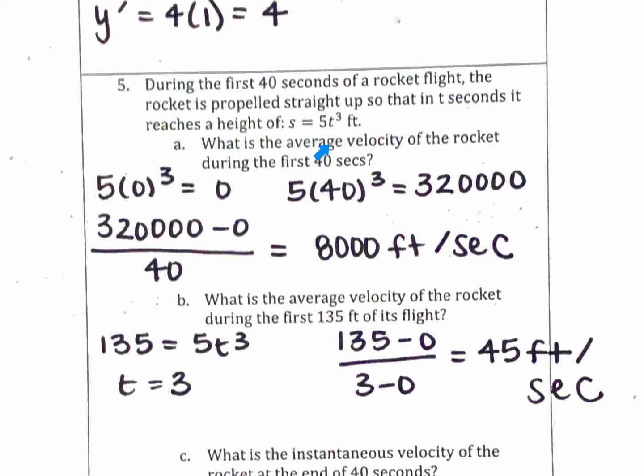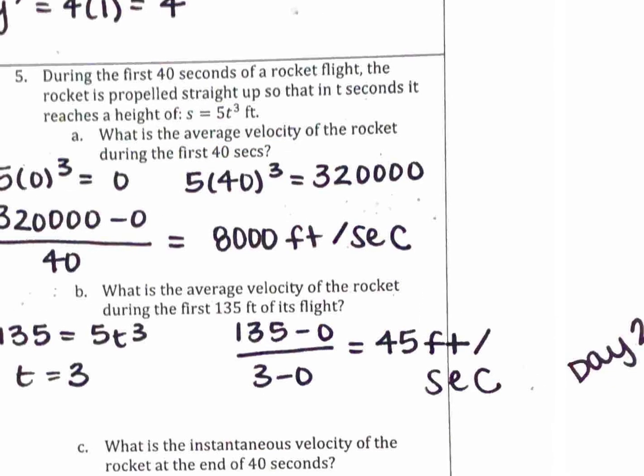Okay, well, average velocity, that means if I were to visualize a graph, we're going to have a rocket. The rocket launches up, comes back down. So I want to know starting height to the height at 40 seconds, what was the average velocity? How far did it travel? How long did it take to get there?